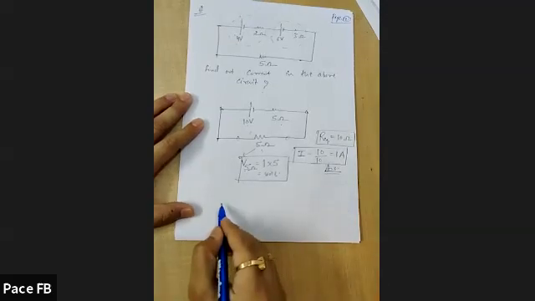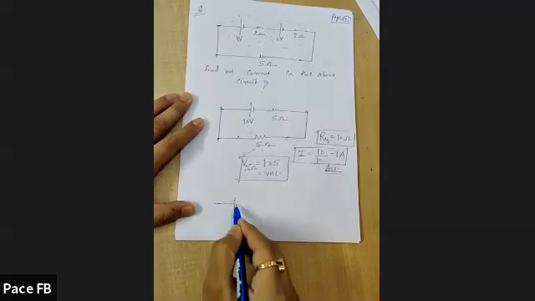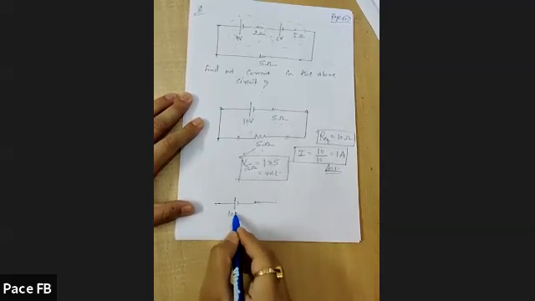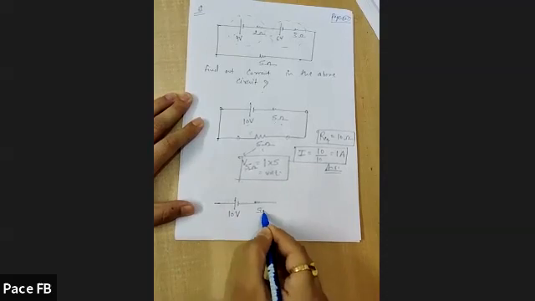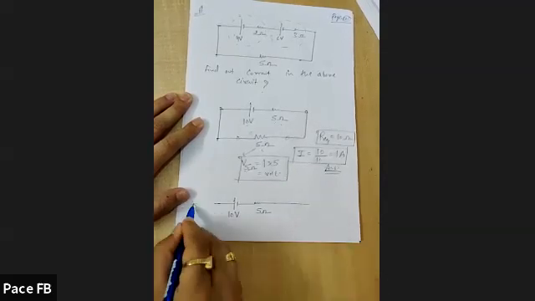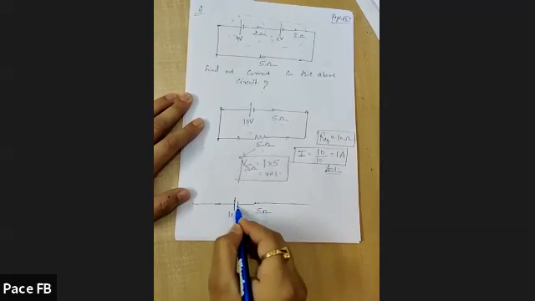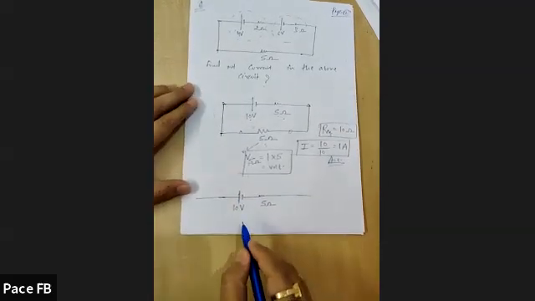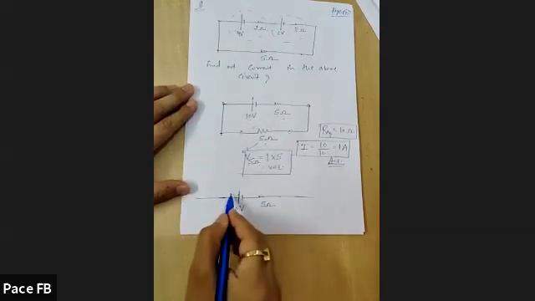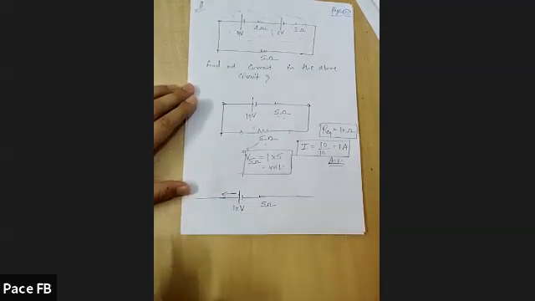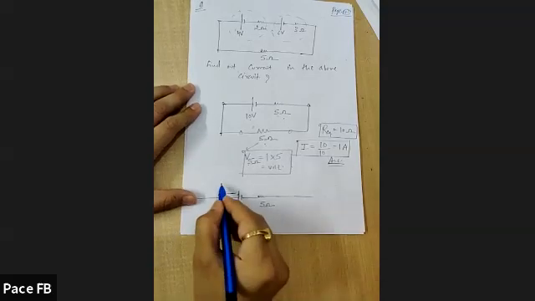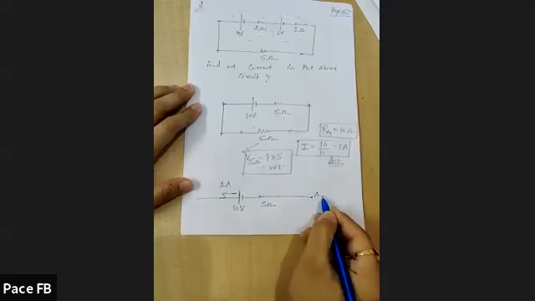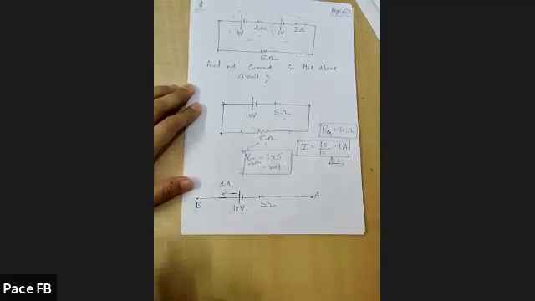So in EMF, let's say there is a cell. If I talk about this cell, equivalent is 10 volt and this is 5 ohm. Tell me what is the current flowing through the battery? It is 1 ampere. And now these are the points. This is point A and this is point B.